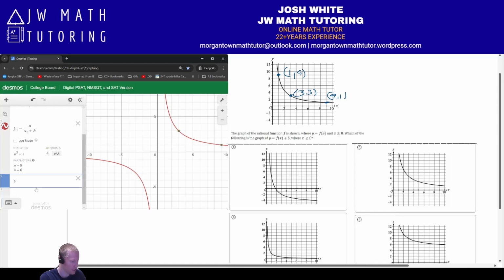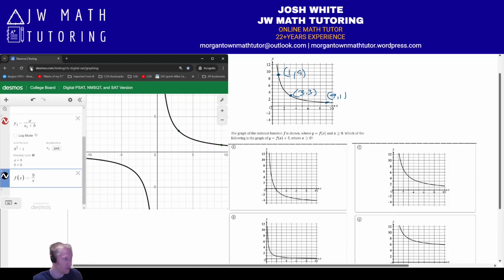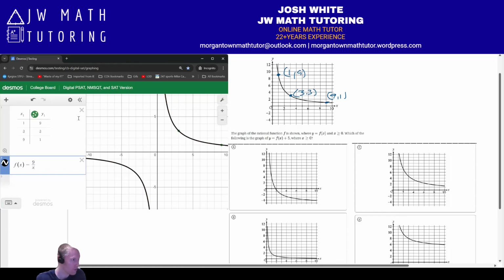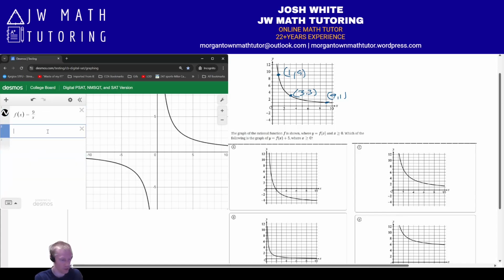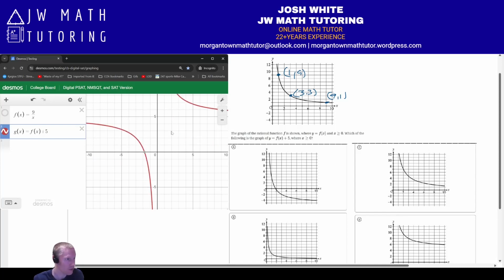All right, now I'll go ahead and graph that, but I'm going to define it as f of x instead of y, and the whole reason is that now I can easily do a translation. So here's the original function. Now the new function, the answer choices, is this function just with a plus 5. All right, so I'll turn off the original.